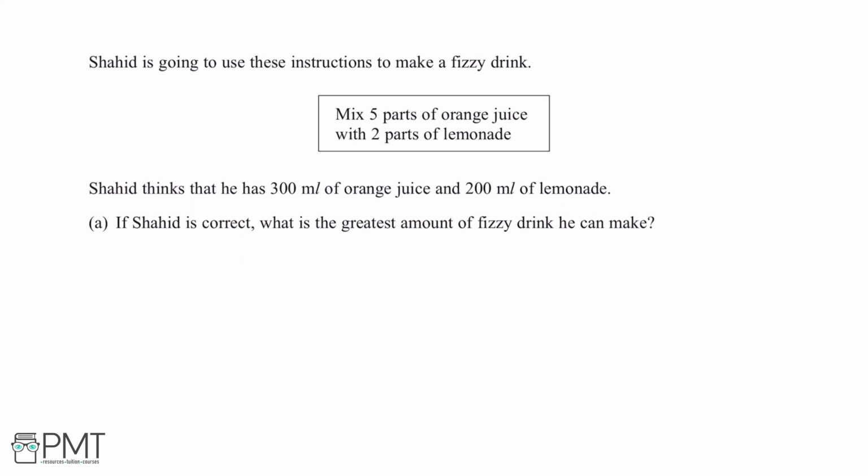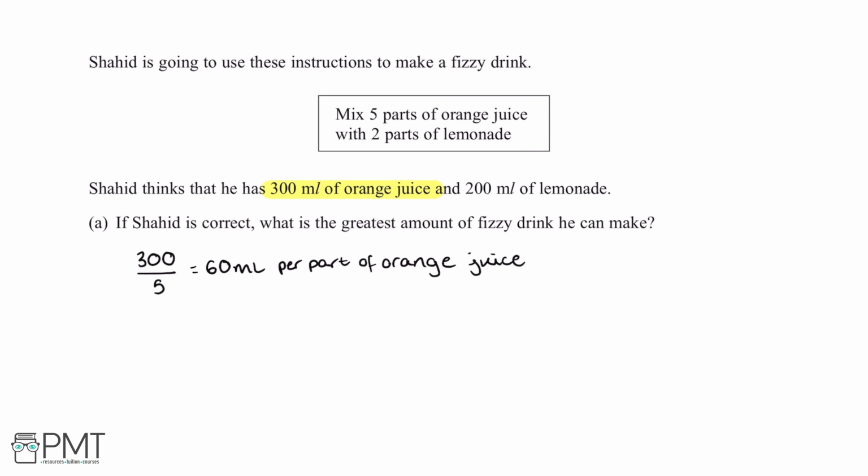So if we start off with orange juice, we've been told that Shahid has 300 millilitres of orange juice. So if we do 300 divided by 5, this tells us how many millilitres each part would be equal to based on the amount of orange juice Shahid has. So 300 divided by 5 is 60 millilitres per part of orange juice.